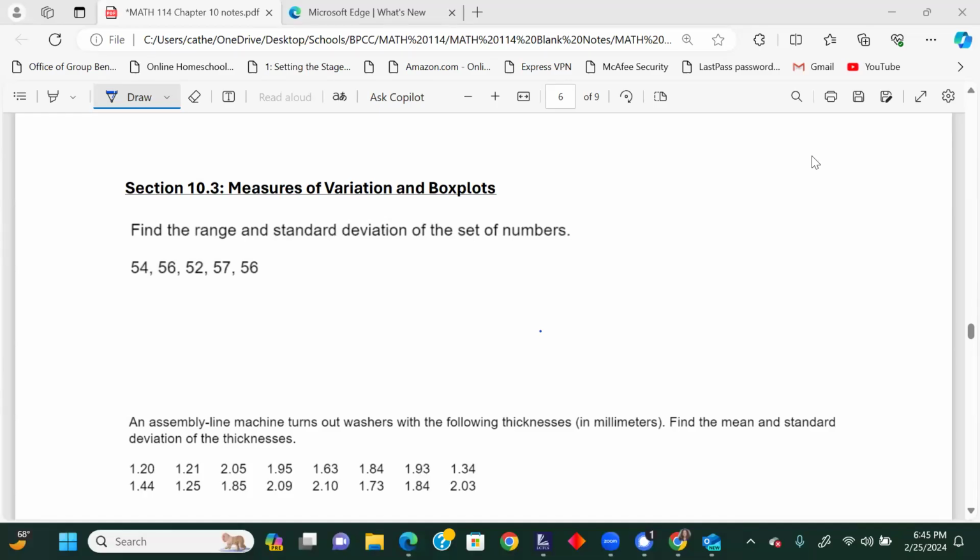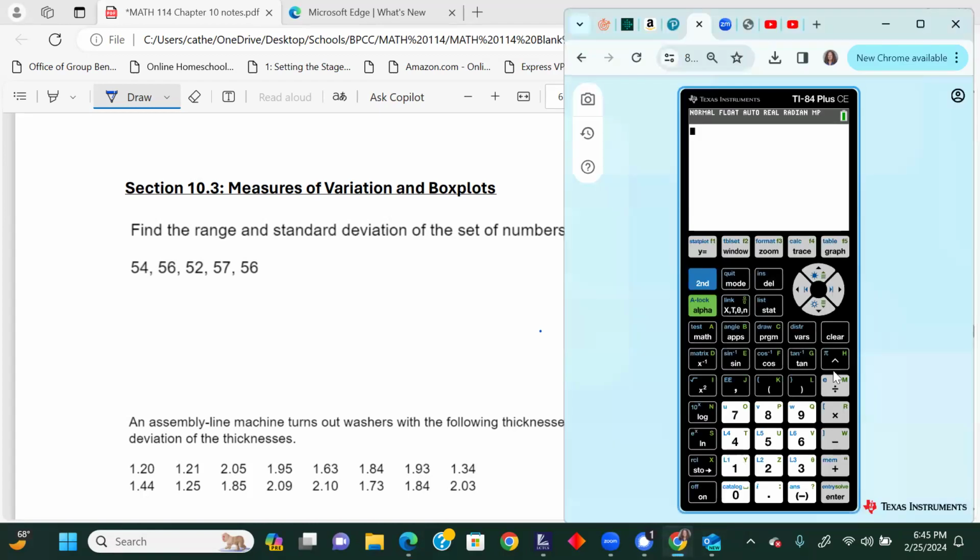This is section 10.3, measures of variation in box plot. So this is going to be a little bit similar to what we did for the last section. And we need to find the range and the standard deviation. Let's flip over to our calculator.